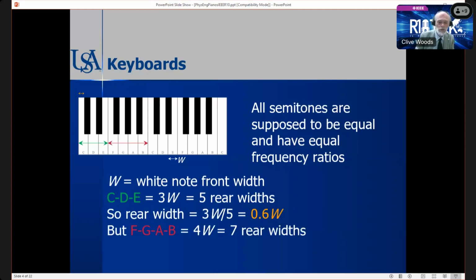But now look at F, G, A, B. There are 4 white notes, so a total width of 4W, but there are 7 rear widths at the back of the keyboard. So the rear width for those notes is 4/7 of W, and that's slightly smaller. Unless you've done that calculation, I really would doubt that you would realize that by looking at a piano keyboard.